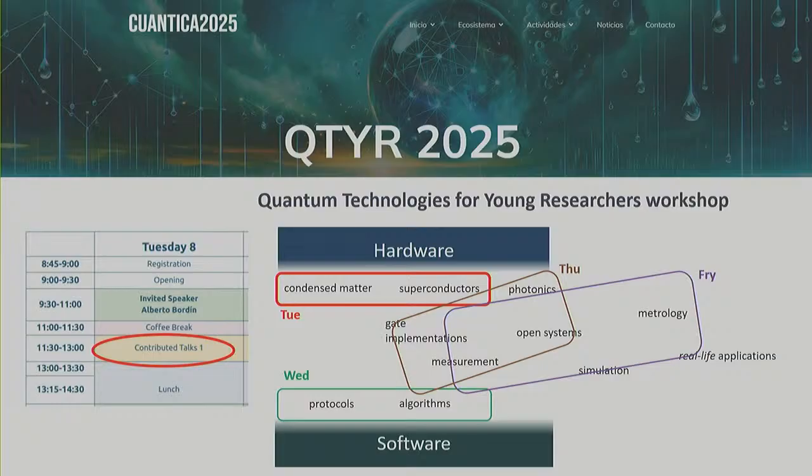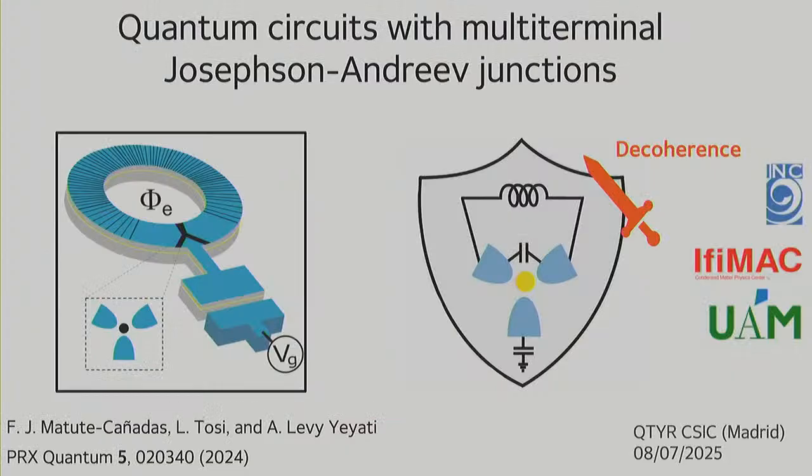Just so you have an overview, in the remaining talks of this morning, we will have topics related to the hardware of quantum technologies, mainly condensed matter and specifically superconductors, most of them. So, in my talk, I would like to tell you about superconducting quantum circuits with multi-terminal Josephson junctions.